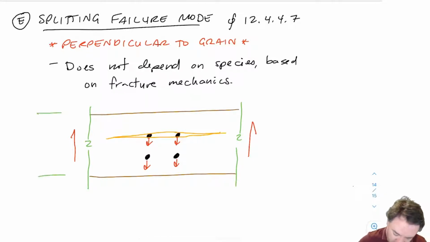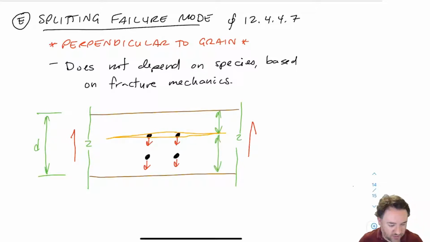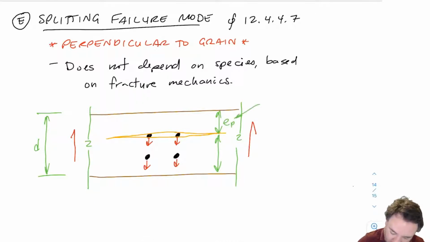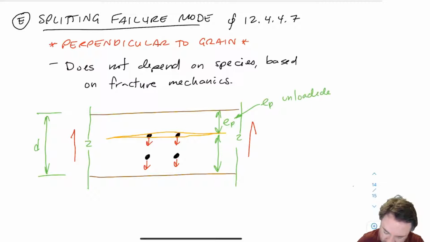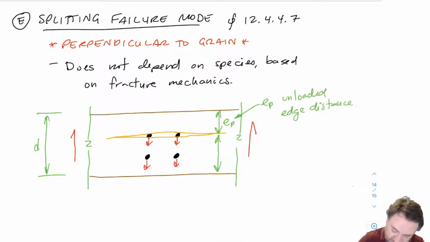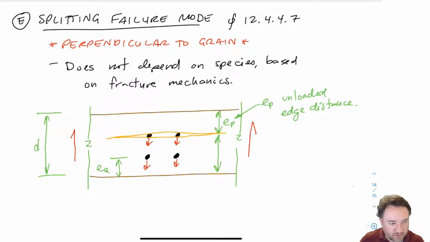First of all, let's recall that the depth of this piece of wood is D. Then I have two different distances here, and this depends on the way that the bolts are going. Here we have our EP, and recall that EP is our unloaded edge distance. We have a loaded edge distance too, that's this one, but we're not going to use that. That's our EQ, which we talked about before.